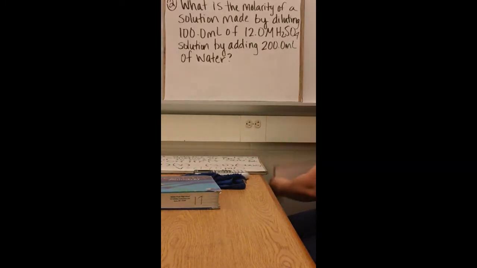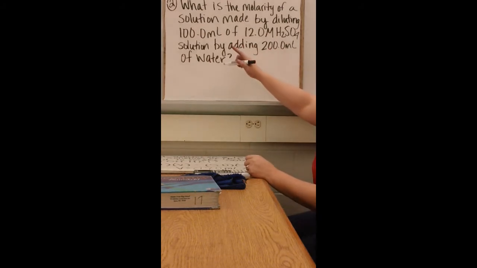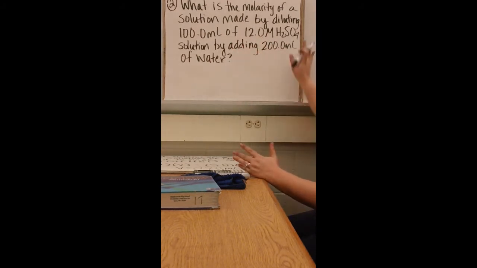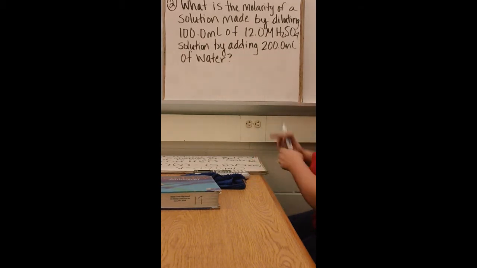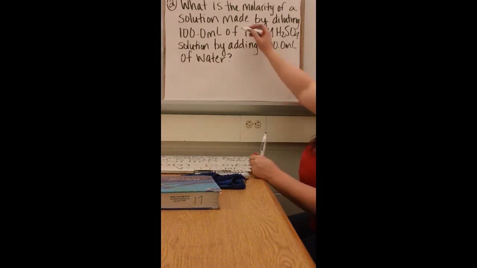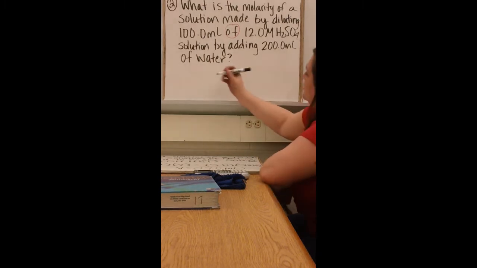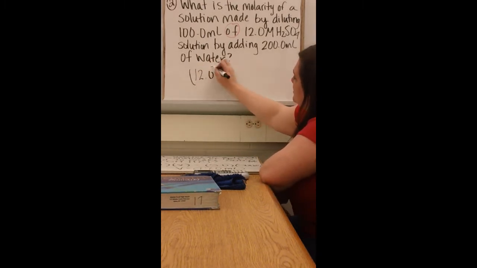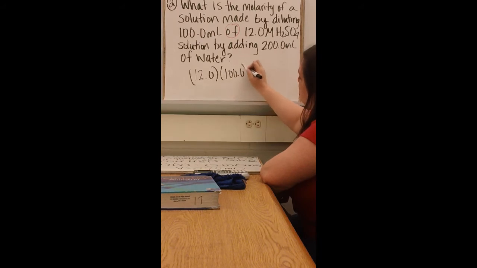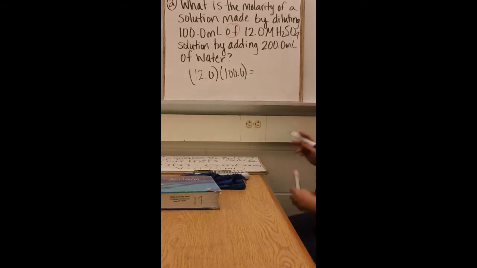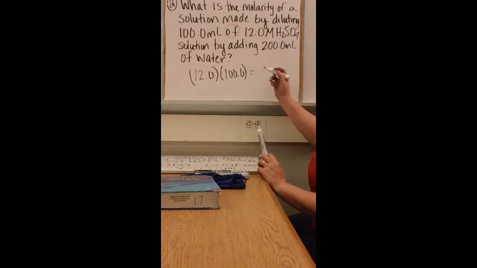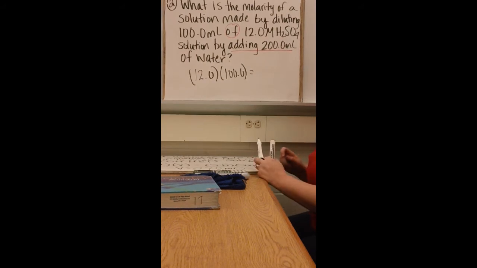Problem 2. What is the molarity of a solution made by diluting 100 milliliters of a 12 molar sulfuric acid, or H2SO4 solution, by adding 200 milliliters of water? Same idea, and the thing that will help you out is this word of. Just like in math class, that word of means to multiply. So we have 12 molar solution, we have 100 milliliters of that solution. Now we have to make sure we read the question carefully because it says that we're going to dilute the solution by adding 200 milliliters of water. That is not the final volume. That is how much water we're going to add.